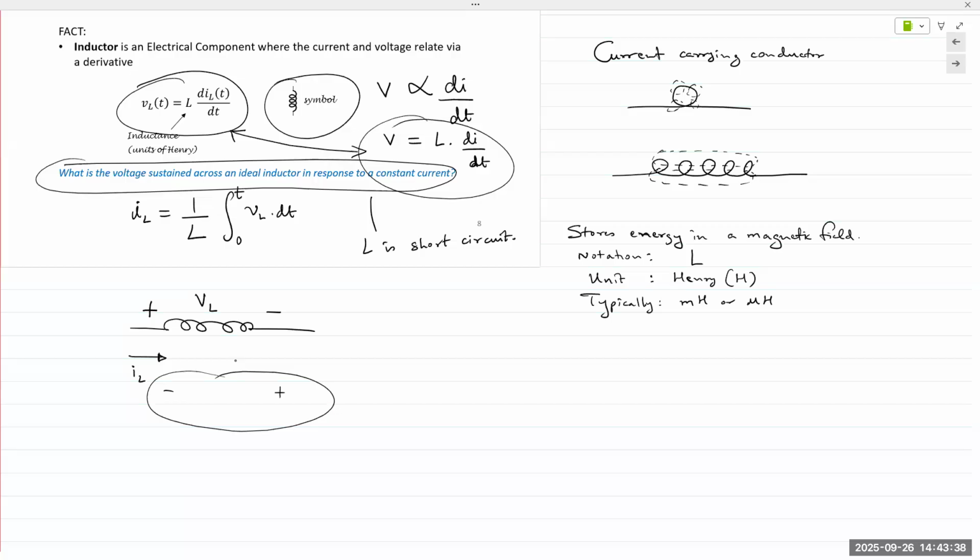What time is it? 2:43. That makes sense?